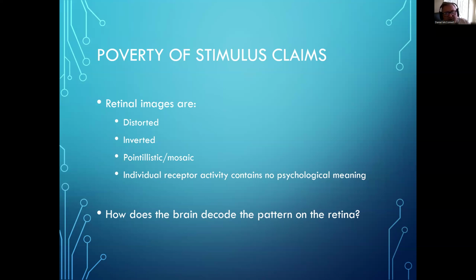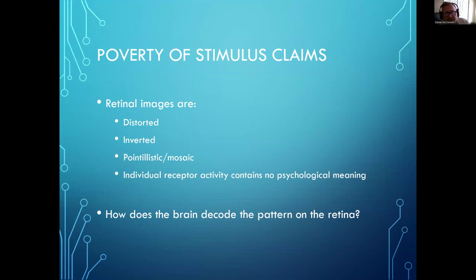There can be all kinds of refractive errors, including chromatic aberration, where not all of the light of different wavelengths is refracted equally. The book talks about even more refractive errors that can occur. The retinal image is upside down. It's a mosaic of individual pointillistic responses of individual rods and cones. And as noted, none of that cellular activity has any psychological meaning. So essentially, we have meaningless input, right?